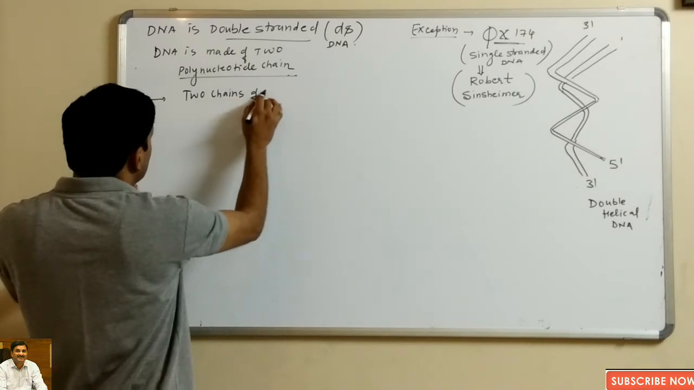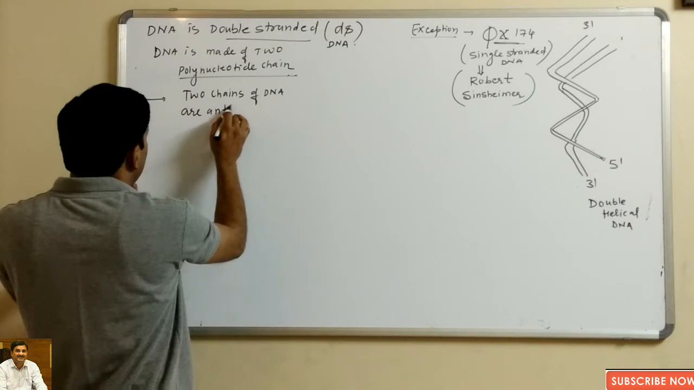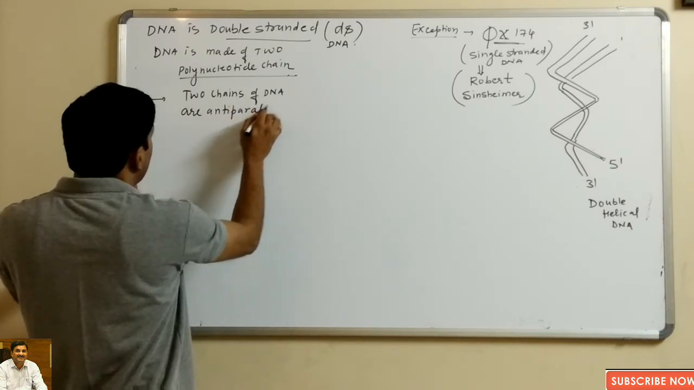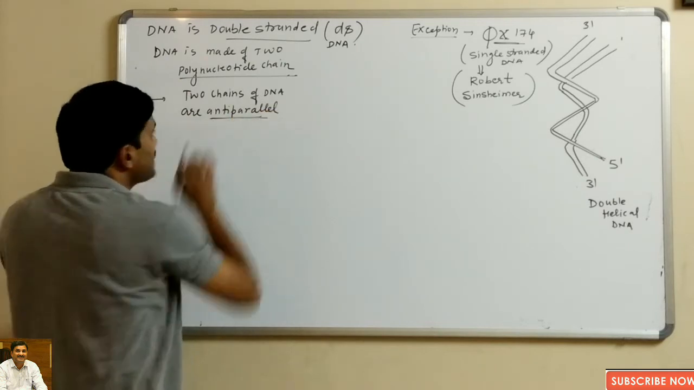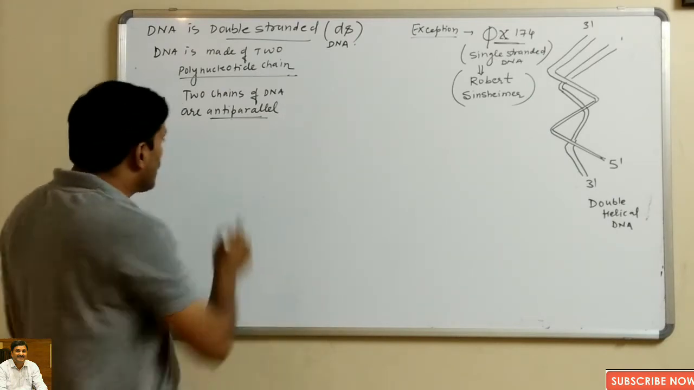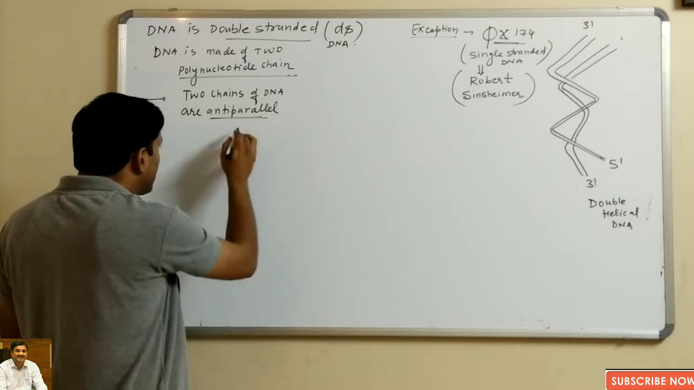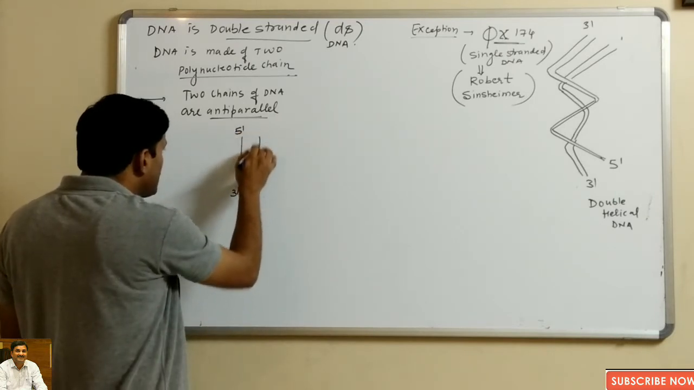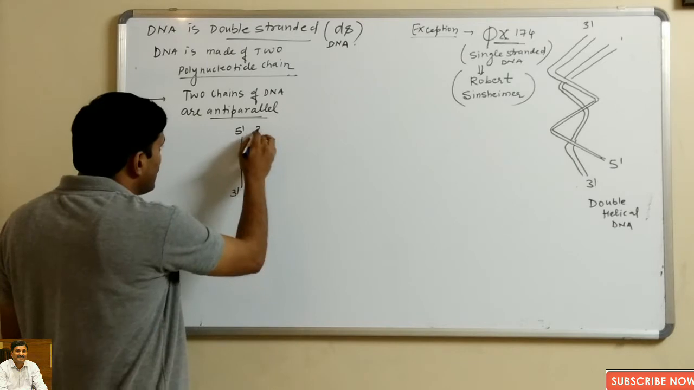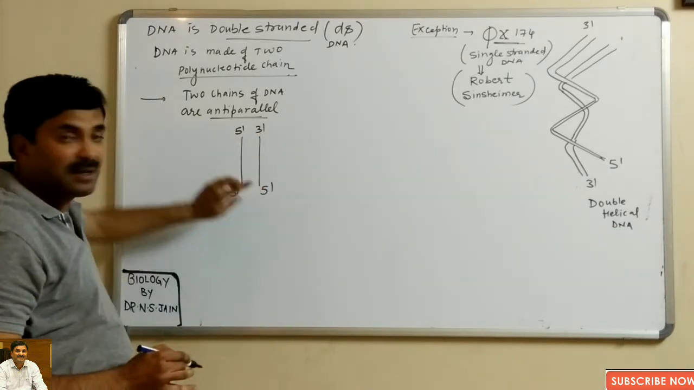Now the two chains of DNA are antiparallel. This is a very, very important property of the DNA. The two chains are antiparallel. What does it mean? It means one chain is running in one direction, 5' to 3', and another chain is running in this direction, 3' to 5'. Both the chains are antiparallel.